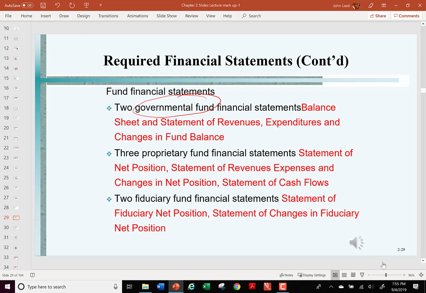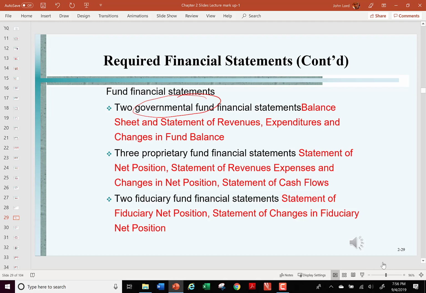Let's jump ourselves back in. Now, as I said, it is important that you know the names of all the statements. So we already know the government-wide statement names are statement of net position, statement of activities. Okay? Now, on this slide, I'm giving you the names of the statements for the fund categories. How many fund categories? 11 funds, 3 categories. Okay, we have governmental funds, we have proprietary funds, we have fiduciary funds, right?